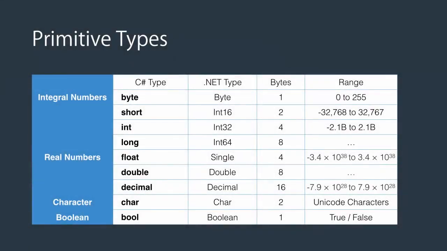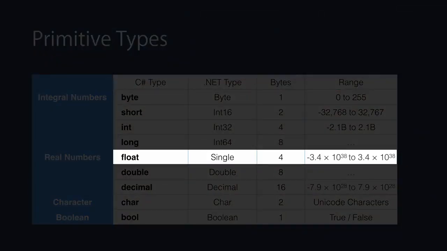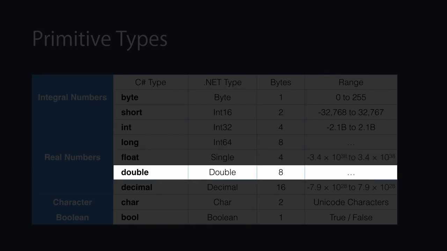In terms of real numbers, we have three data types: float, double, and decimal. Float maps to the single type in .NET Framework, and it takes 4 bytes. And as you see, it can store a very large number. Double is twice as big, so it uses 8 bytes.